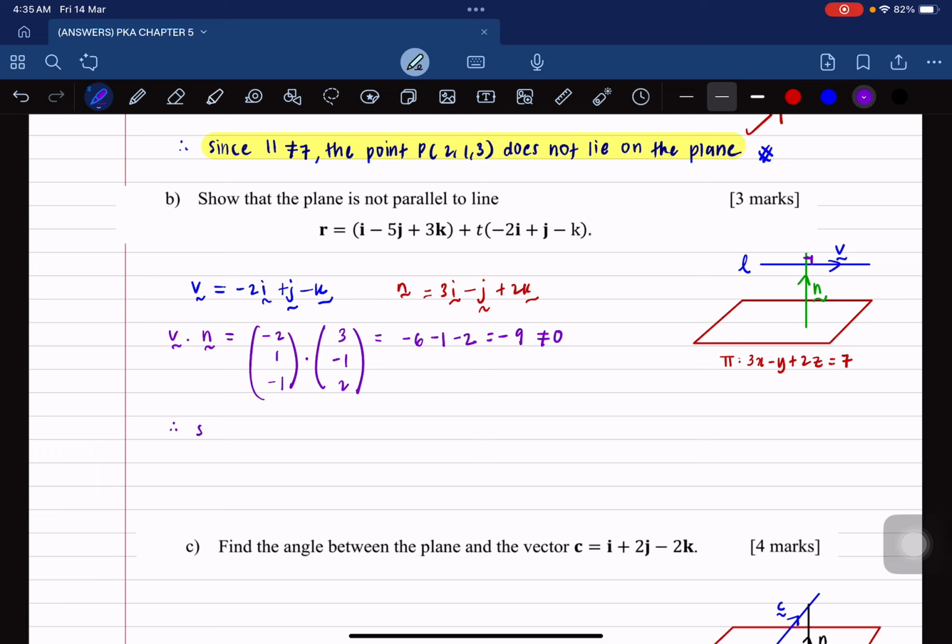Don't forget to make your conclusion. So since the dot product is not 0, the plane is actually not parallel to the line.